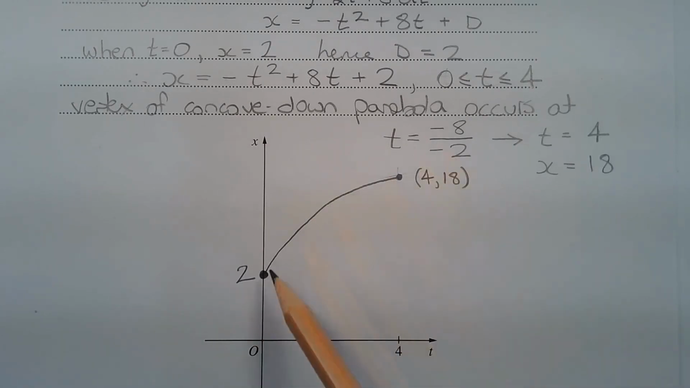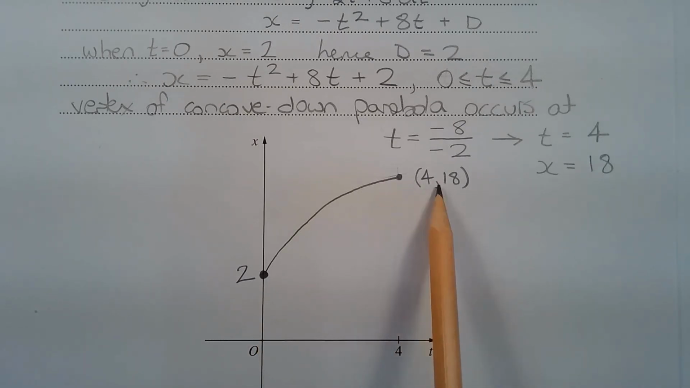So here's a sketch of the curve. So we can see it's part of a concave down parabola. We have a vertical intercept of 2 and a maximum point 4, 18.